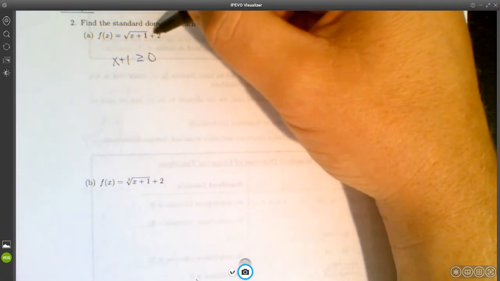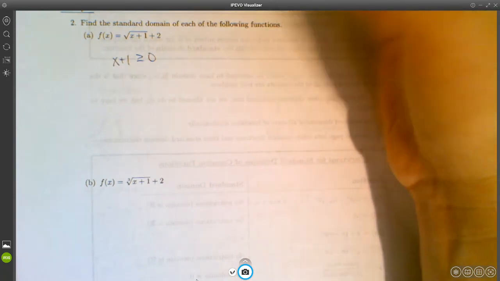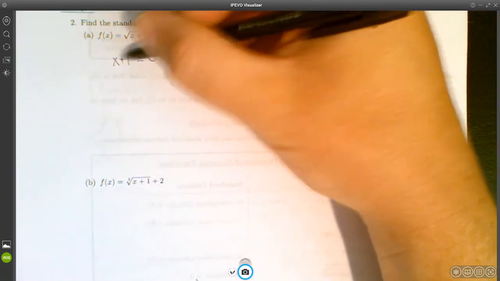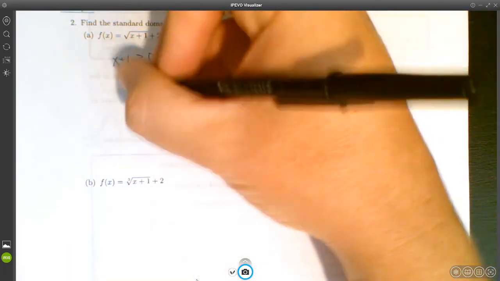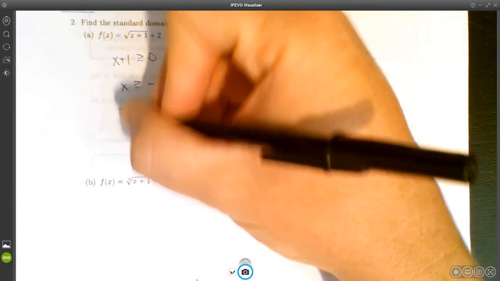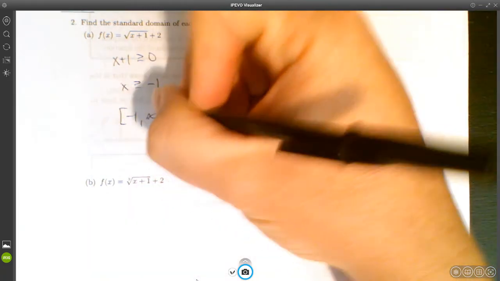So as far as the domain is concerned, this plus 2 has nothing to do with anything. Okay? We just need for the radicand to be bigger than or equal to 0, which means we need x to be bigger than or equal to negative 1. So the standard domain of this function is negative 1 to infinity.